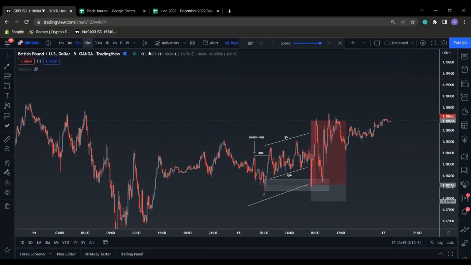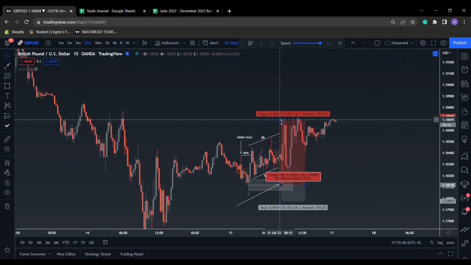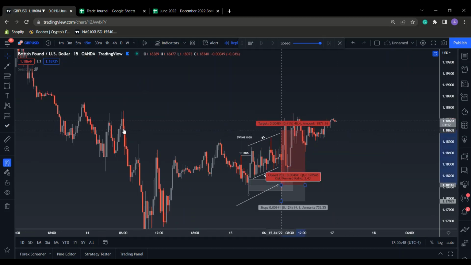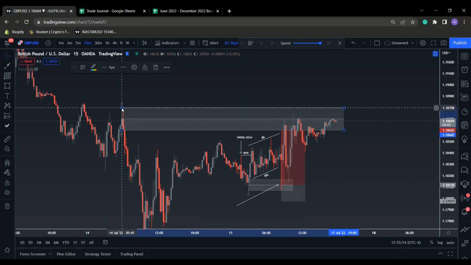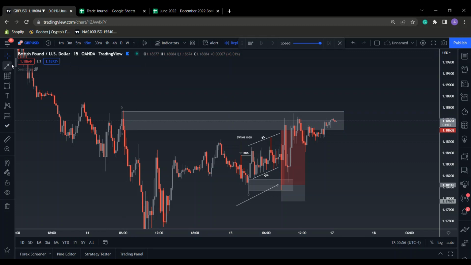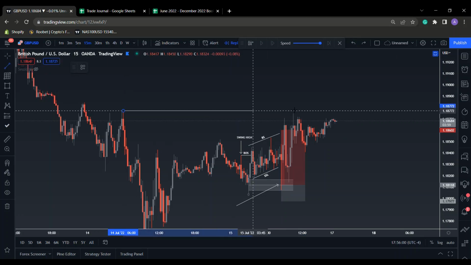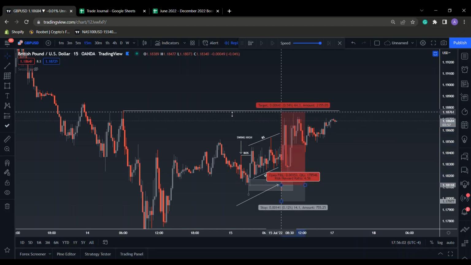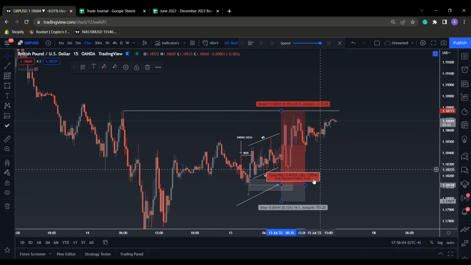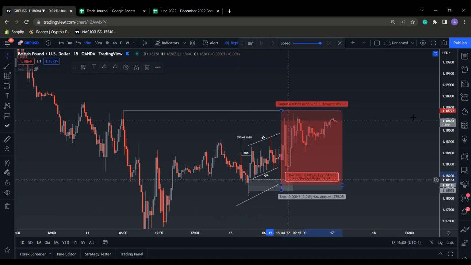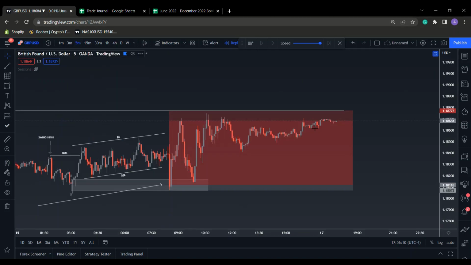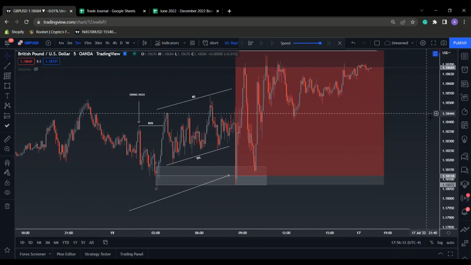And we simply could have targeted, you go on this higher time frame, you could have targeted this supply right here, or you could have just targeted this liquidity right here, the swing high. Usually I just target the swing high. So this should play out. Go back on the 5 minute. And yeah, that's really it.